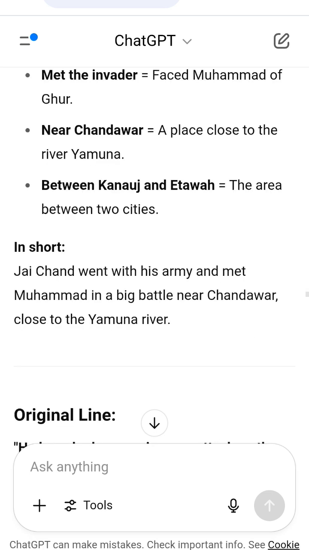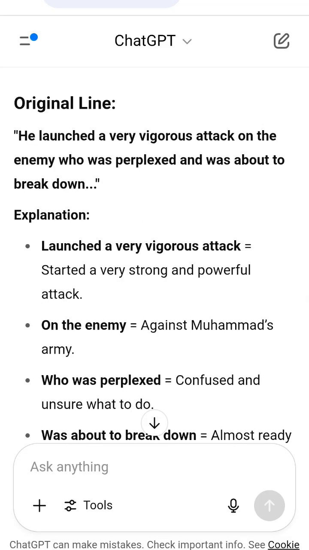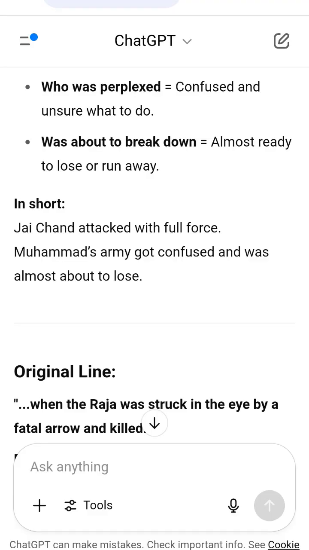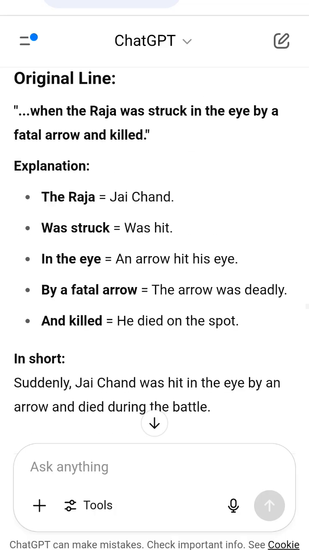3. The Battle of Chandawar, 1194 CE. Muhammad was joined by Qutb-ud-din Aibak, who brought the army from Delhi. Together, their forces moved toward Banaras. Jai Chand had to face the Muslim army alone, without help from other Hindu kings. His scouts, soldiers sent to spy or check enemy positions, clashed with Muhammad's army, but were defeated.